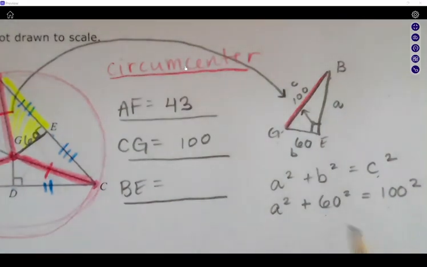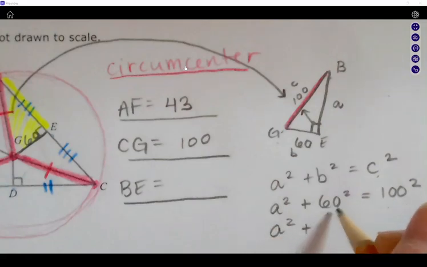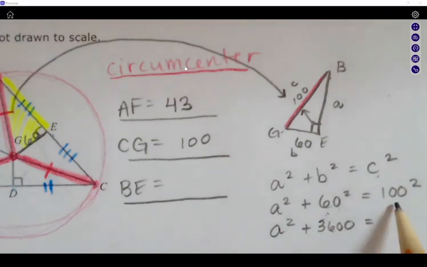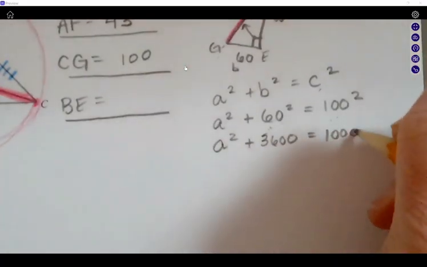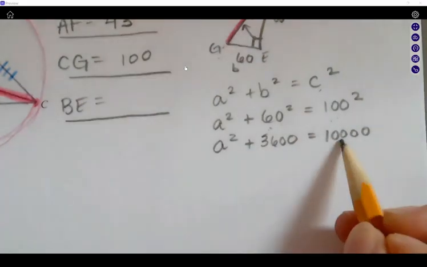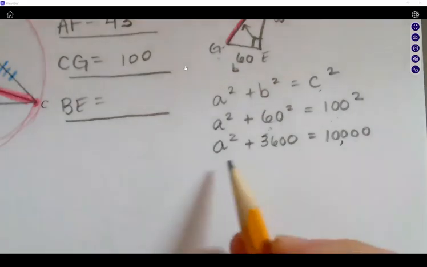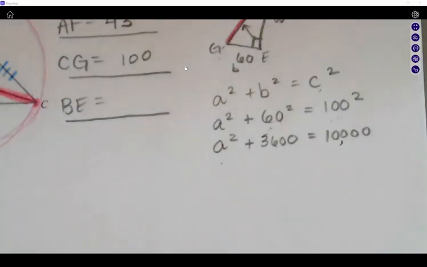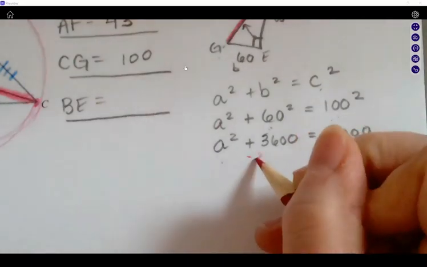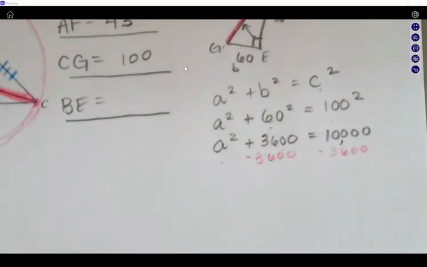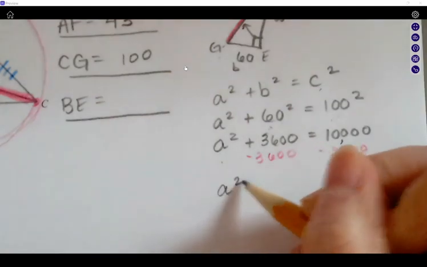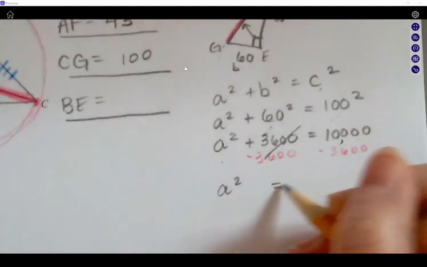I need to do some basic algebra. 60 squared, that's 60 times 60, which is 3,600. 100 squared, that's 100 times 100, which is 10,000. We need to figure out what A is, and A is being squared, and it has 3,600 being added to it, so we have to subtract 3,600 from both sides of the equation. So A squared equals 6,400.